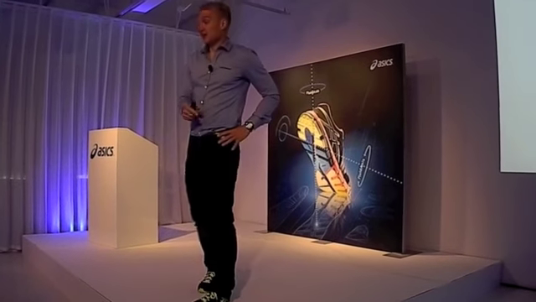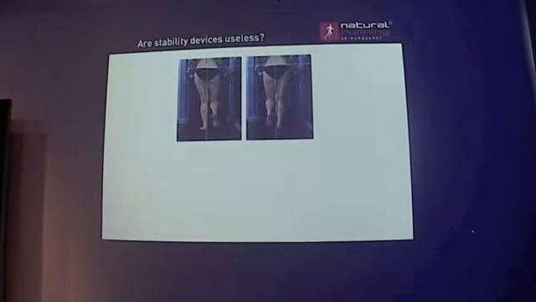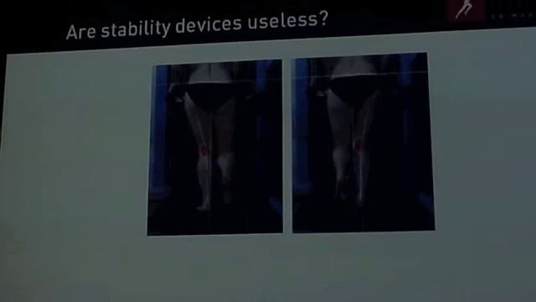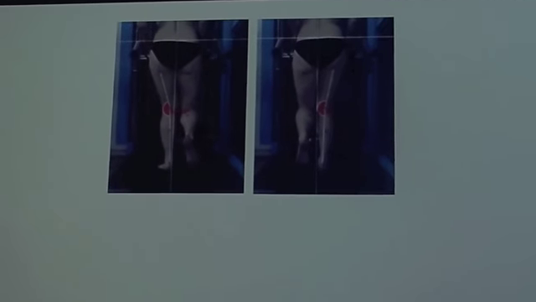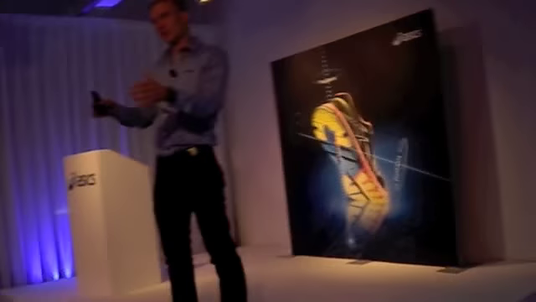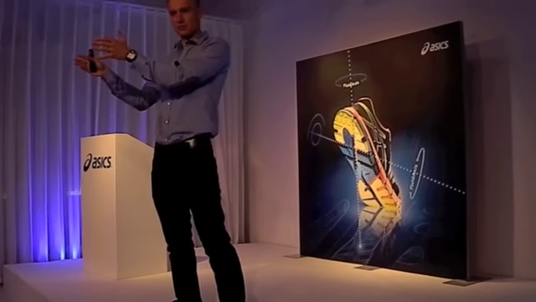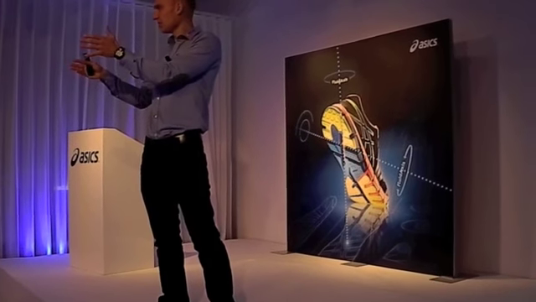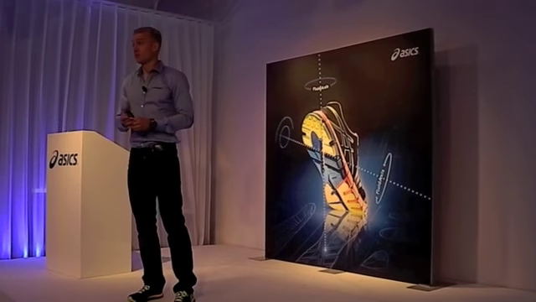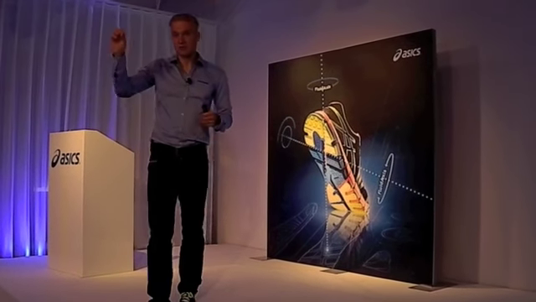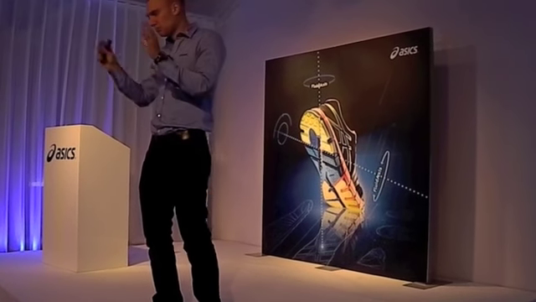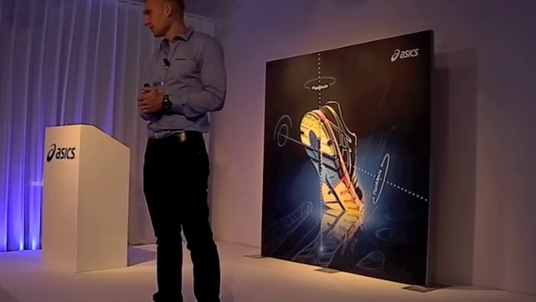Are stability devices useless? We got a decline in the market share of the stability devices. Do you know how often we used that 20 years ago? What was the market share of stability devices 20 years ago? Can you estimate that? 50%? More than 50%? No, much more. It was around 80 or 90% shoes with stability devices. And it came down and down and down, trickled down to 40–50% at the moment.